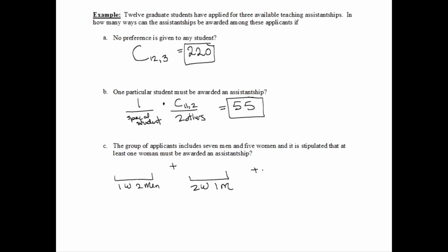Then also, it's possible, what's the other possibility? We have to have at least 1 woman to get an assistantship. Here we have 1 woman, here we have 2. It's possible all 3 of our assistantships go to women. So we need to figure out the number of ways each of these compositions can happen, and then we will add them all up. How many ways are there to have 1 woman and 2 men? Well, we have 5 women, so there's 5 ways to choose the 1 woman. How many ways are there to choose 2 men? Combination 7, 2.